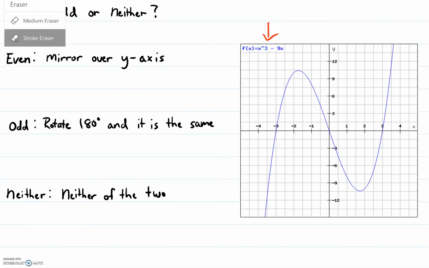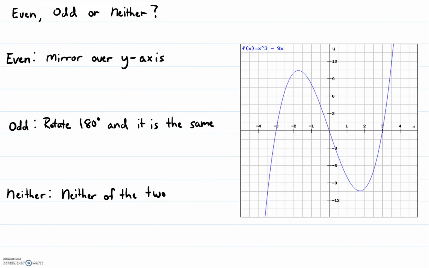But you're not always going to be given what the function actually is in function notation. For problems like this, most of the time you're just going to be given the graph, and you want to use the graph and a trick or two to figure out whether this is an even, odd, or neither type of function. And you can see over here on the left-hand side, I have written out what each of them would be and what you want to look for.